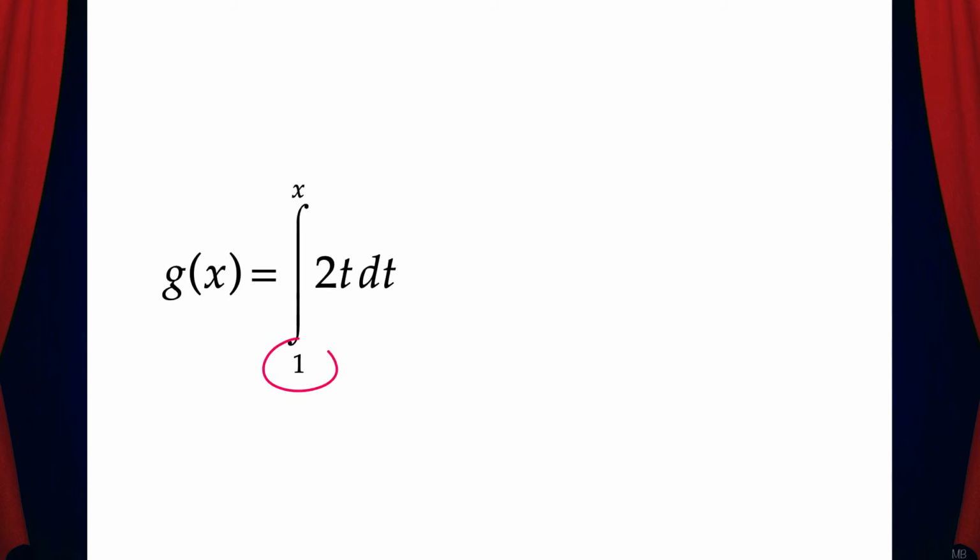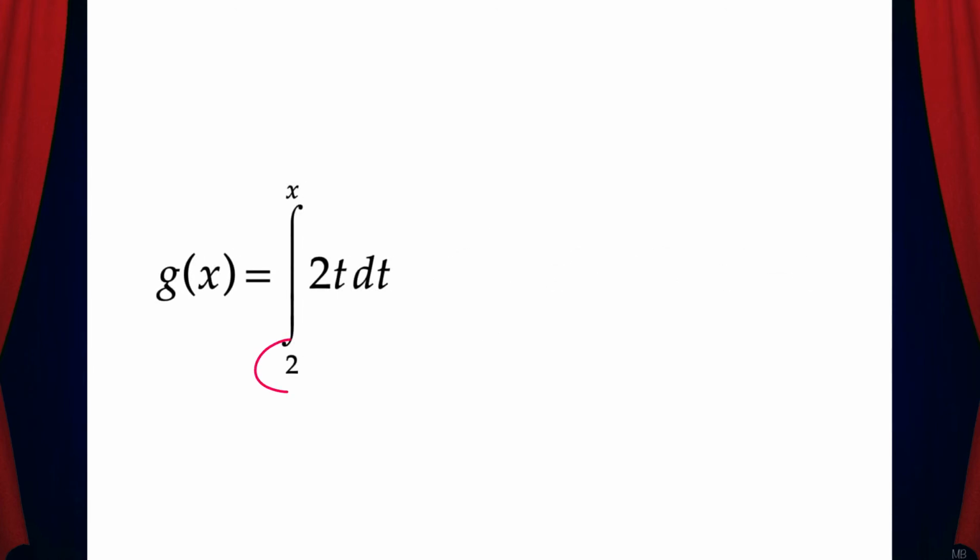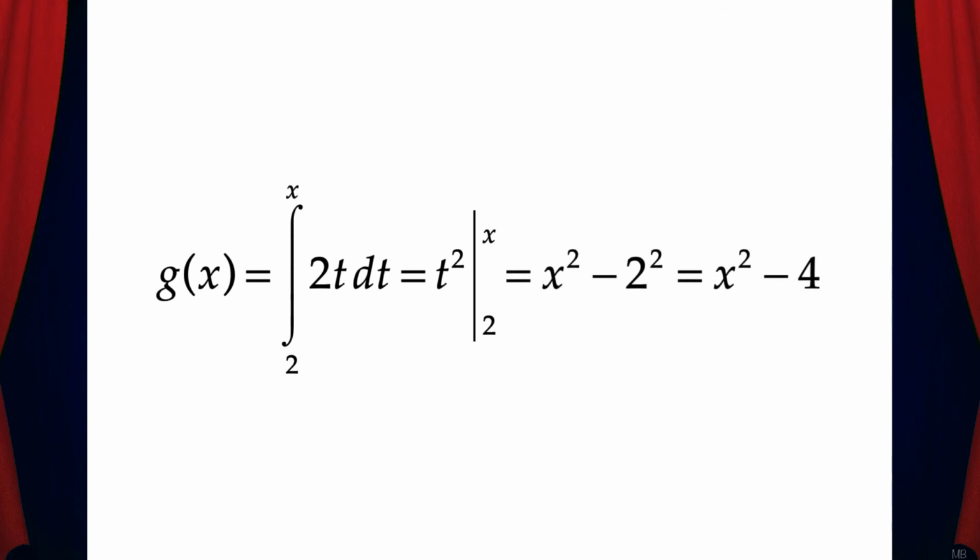Suppose g of x is the integral from 1 to x of 2t dt. When we integrate this, we get t squared, and we'll evaluate that from 1 to x. Then we'll apply the fundamental theorem, and that gives us x squared minus 1 squared, which equals x squared minus 1. So g of x equals x squared minus 1. Let's look at another example. Suppose g of x equals the integral from 2 to x of 2t dt. When we integrate, we get t squared, which we'll evaluate from 2 to x, and that gives us x squared minus 2 squared, which equals x squared minus 4.